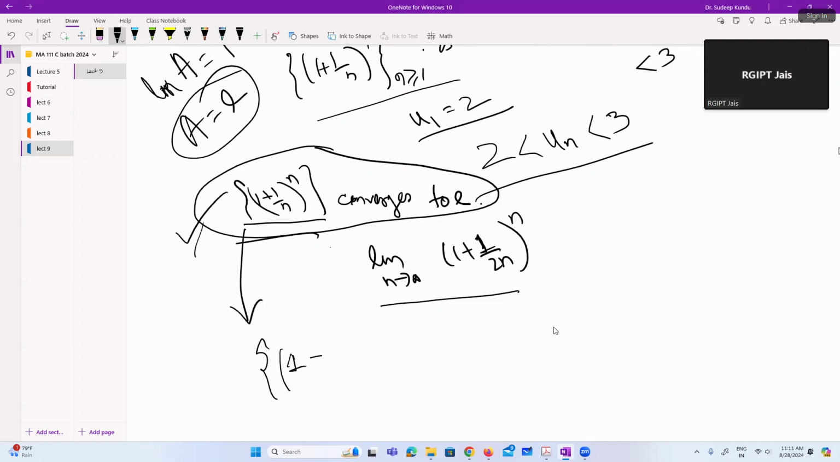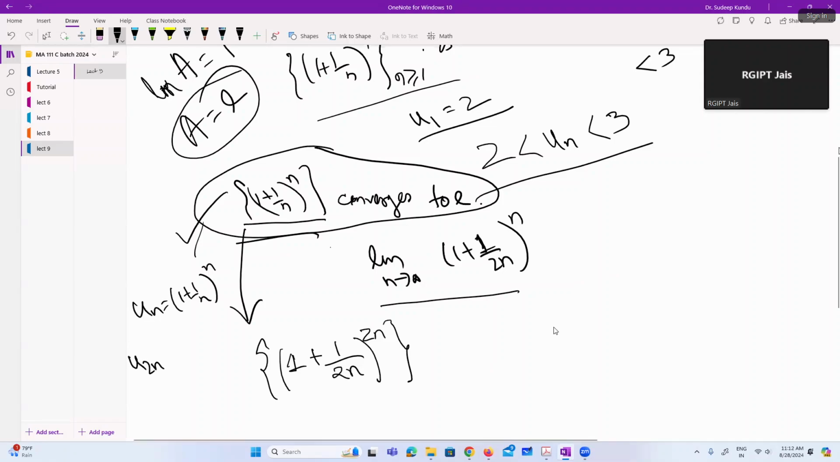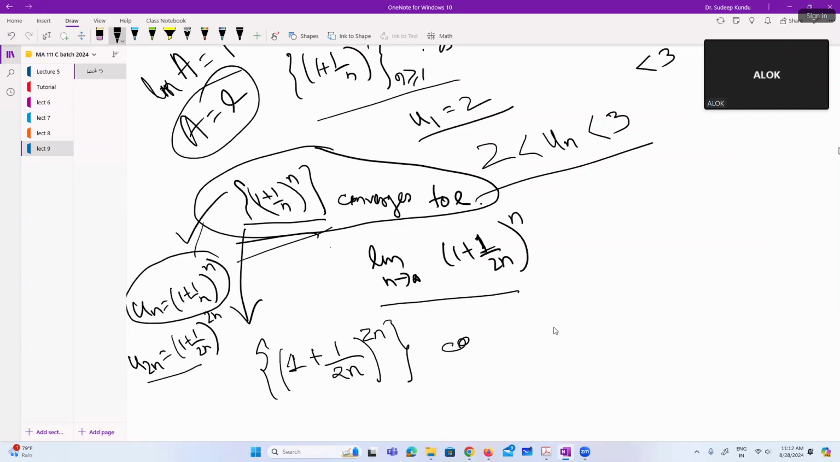Tell me, 1 plus 1 by 2n to the power 2n. Is it clear? Suppose u_n is (1 plus 1 by n) to the power n. So what will be u_2n? This is one subsequence: (1 plus 1 by 2n) to the power 2n. Since the sequence converges to e, this subsequence will also converge to e.